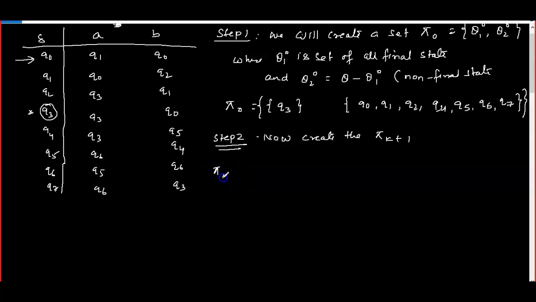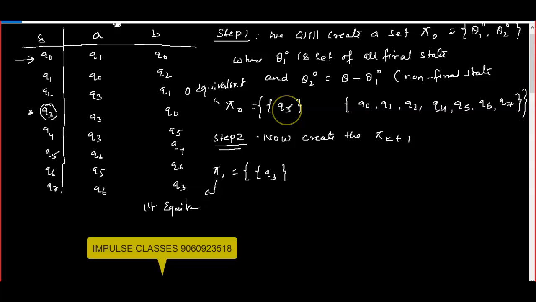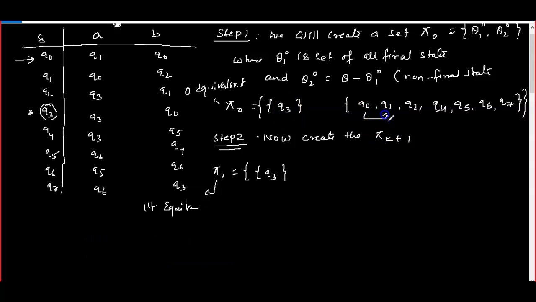Now see here. This pi naught means 0 equivalent. And pi 1 I am writing here means 1 equivalent, and so on. So here in pi 1, Q3 is single only, so this one you cannot partition because only a single state is there, right? Now whichever group is there, you check it out. Like Q0 and Q1, you check. And if both are going to the same state, then in the first step, no doubt.